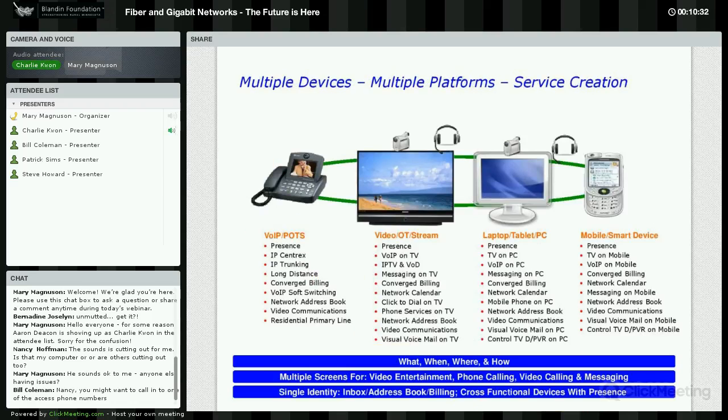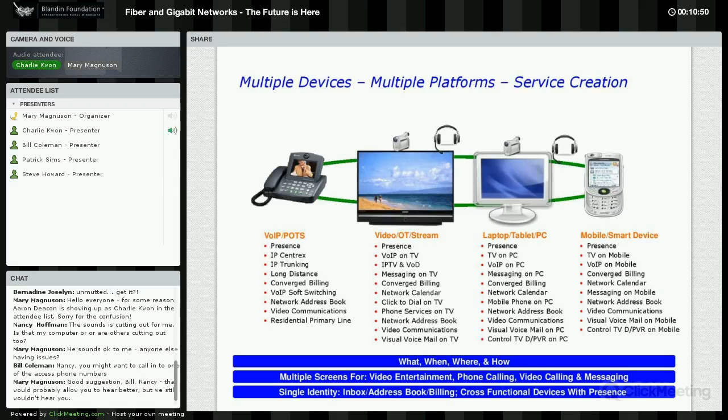Multiple devices, again, multiple platforms, service creation. Everybody has one or all of these devices. Plain old telephone today, the video, whether I'm going over the top or streaming, the laptops, tablets, PCs, mobile and smart devices. How many of these devices do we physically carry on our person at one time during the day? I have my tablet and my mini something or other. I have a mini device as well as my cell phone. So I'm typically 2 or 3 on my physical person.